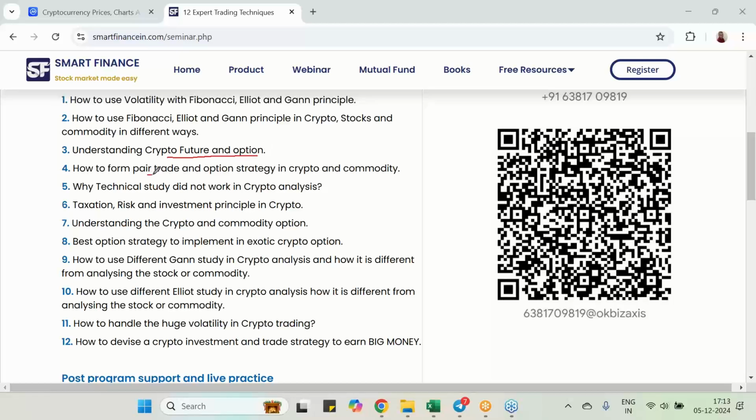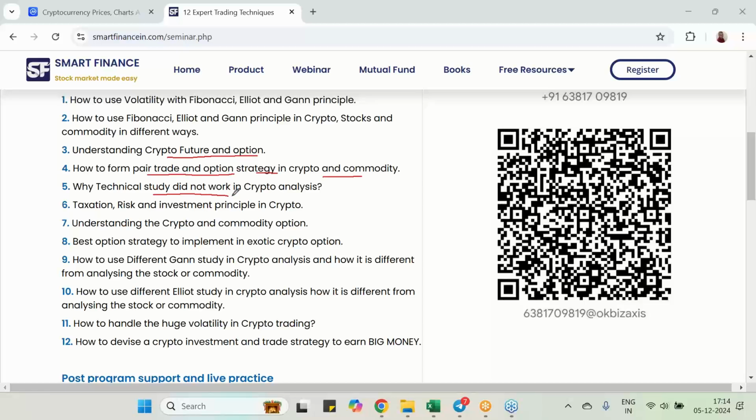Fourth most important thing: how to form a pair trade and option strategy in crypto and commodities. We have already innovated many pair trade techniques, beta decoupling, Z score, all those things. How you can use those things in crypto pairs and in commodity pairs.